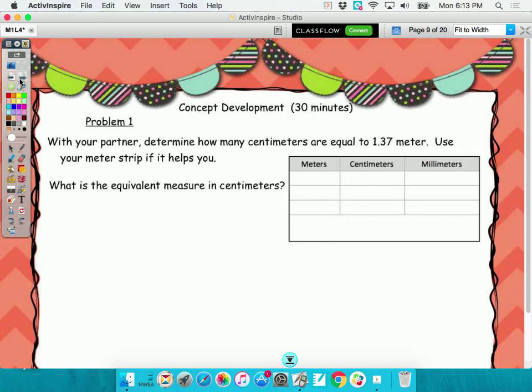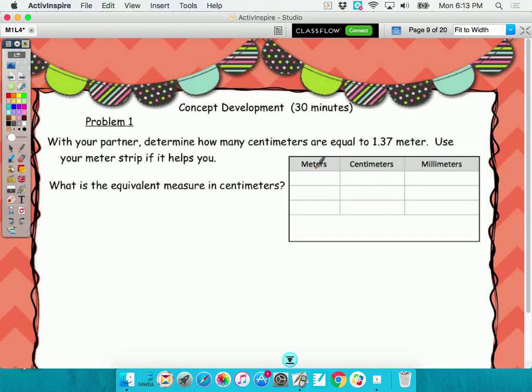So if I'm going from meters to millimeters, my units of measurement are getting larger or smaller? My units of measurement are getting smaller. However, there are more millimeters than there are centimeters, and there are more centimeters than there are meters. So when I'm going from meters to millimeters, I have to multiply.